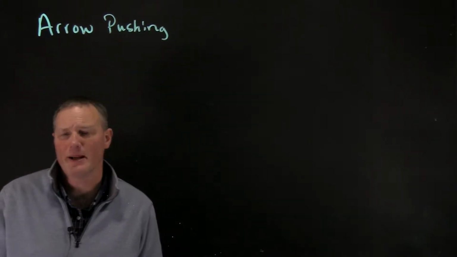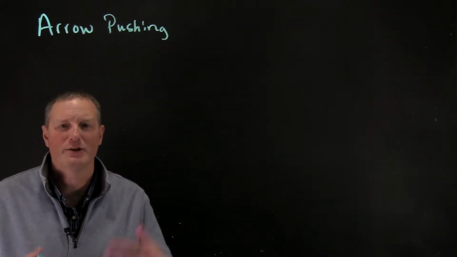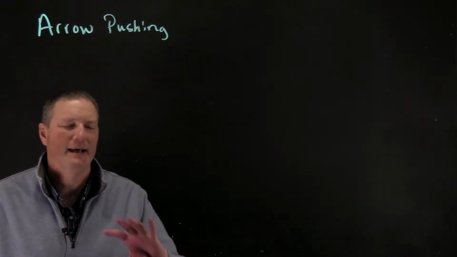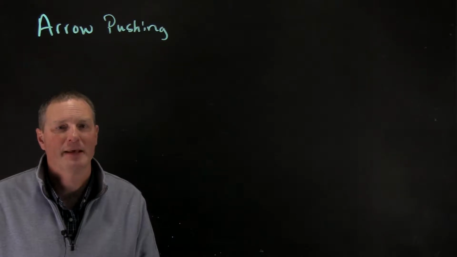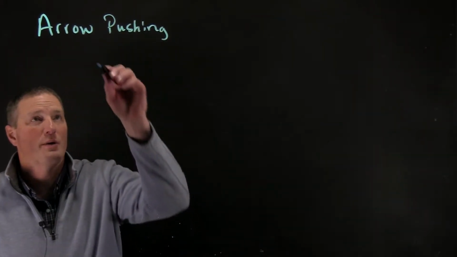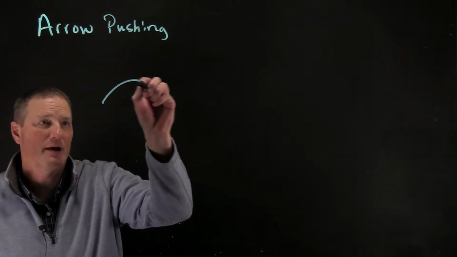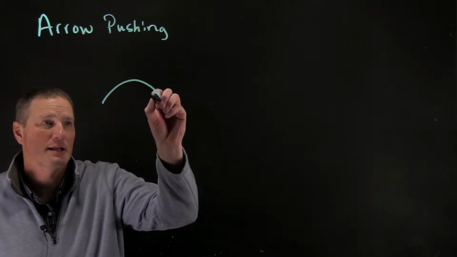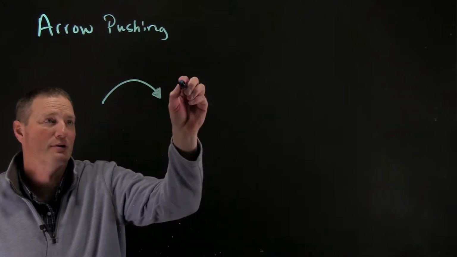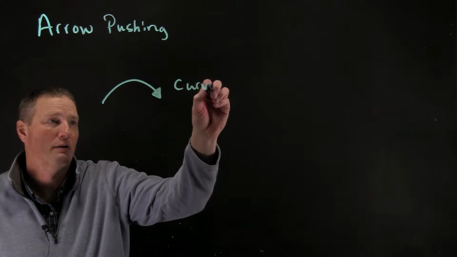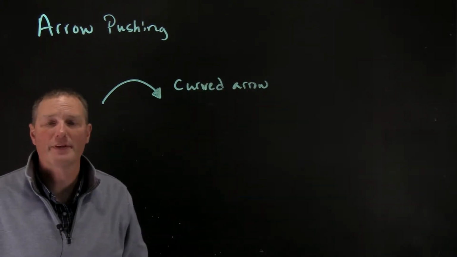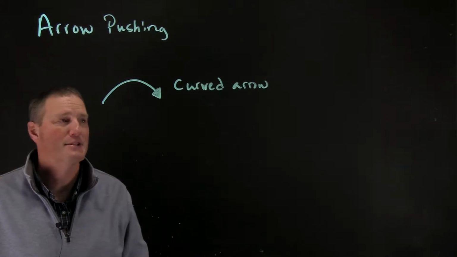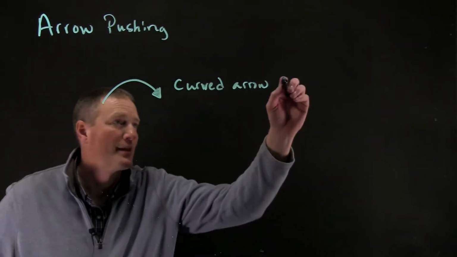In this class, we may not worry as much about mechanism, but I do want you to have a general idea of the way things move when molecules react. So in general, when we talk about arrow pushing, what we're going to use is what's called a curved arrow. And what this curved arrow is representing is the movement of two electrons.